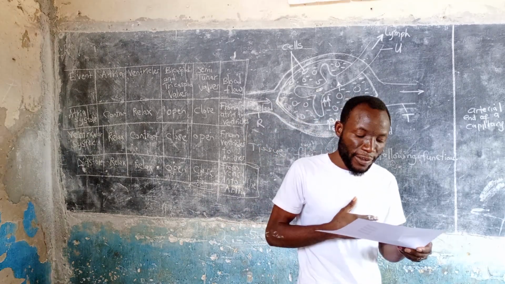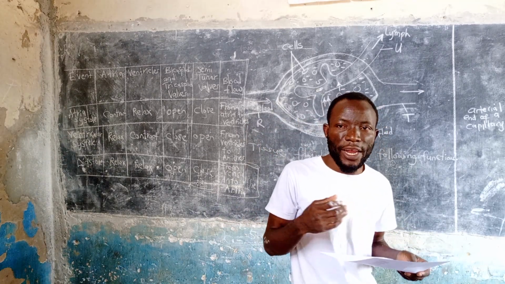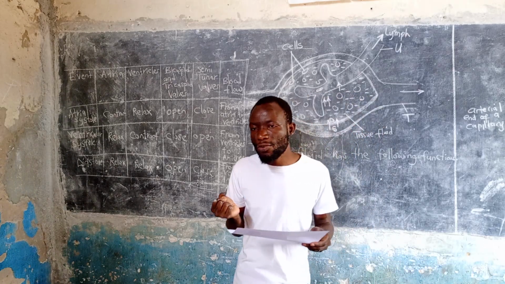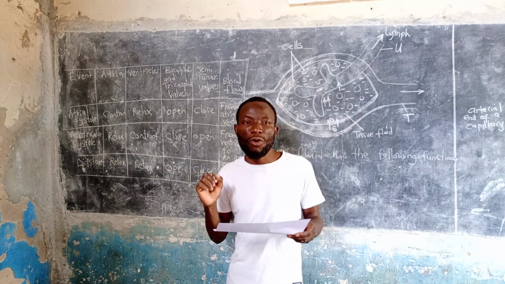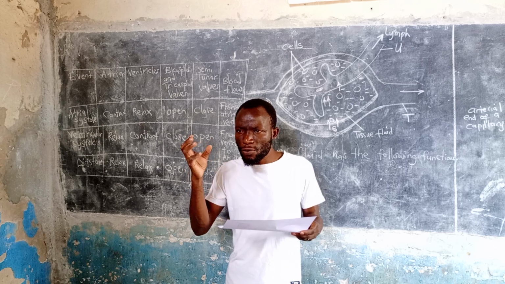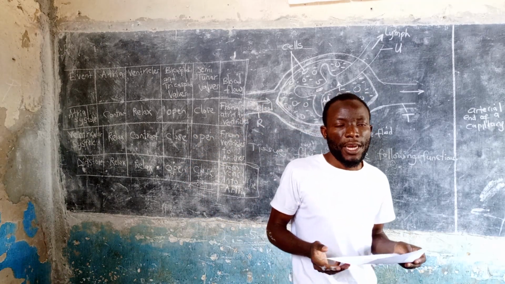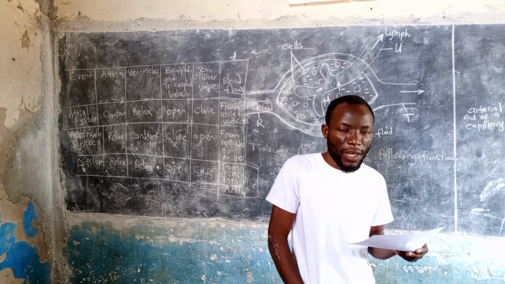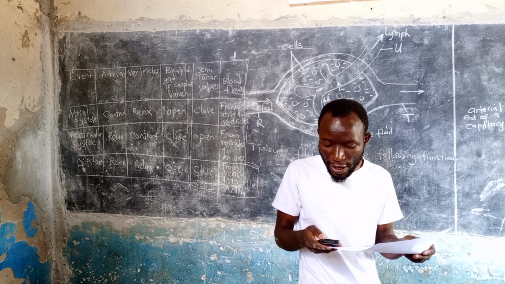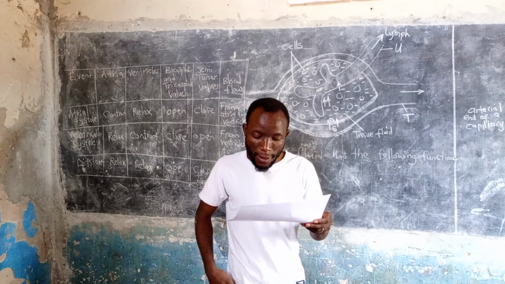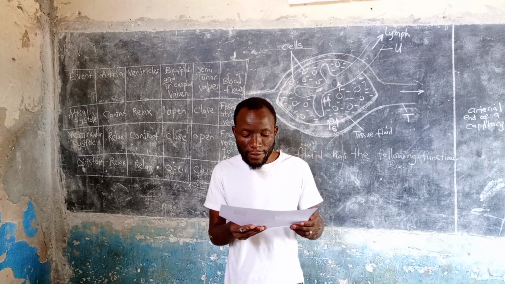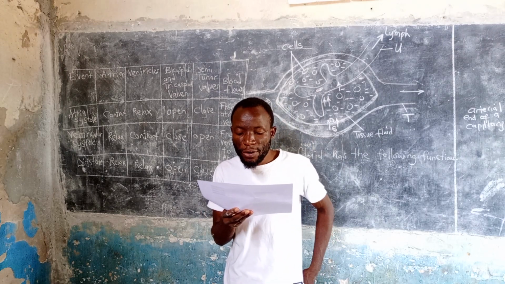Cholesterol and fatty acids. Are we together? Those are going to make fat accumulate in the blood system. Now, when they accumulate, they are also going to cause the heart disease that we have there, coronary heart disease.